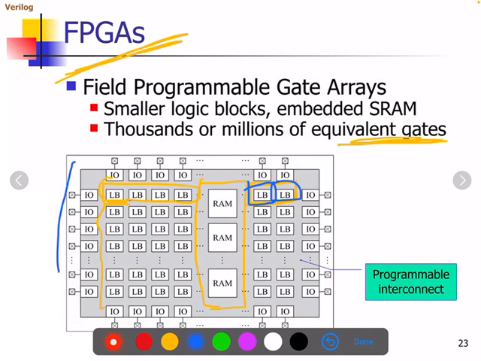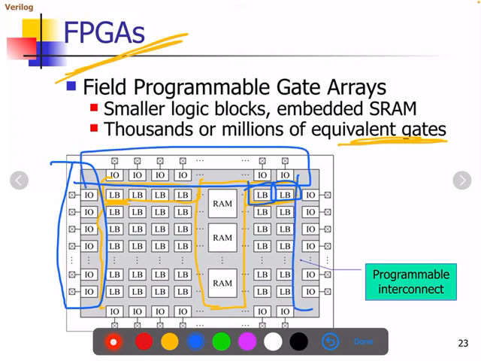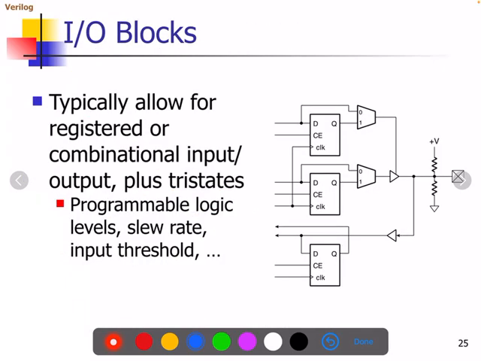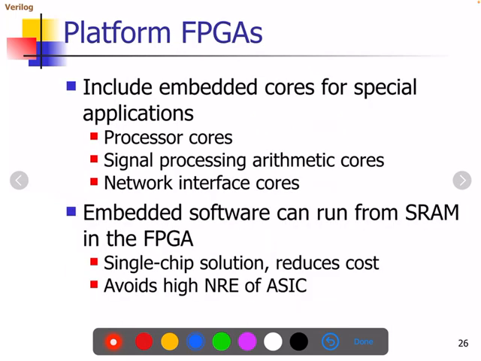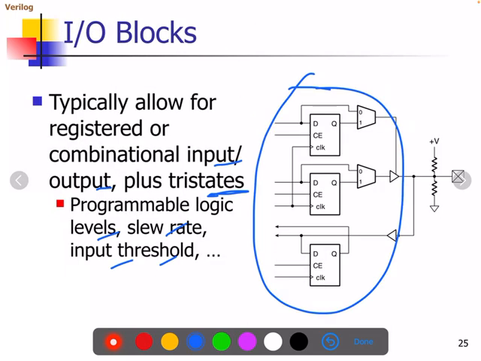The board has IO devices at the end. The IO ports provide the possibility to connect devices for interfacing. The IO block contains a registered or combinational input or output, plus tri-state devices connected there. Programmable logic levels, slew rate, and input threshold are some of the parameters that come into the picture while designing these IO blocks. Okay, so that is about the different types of programmable logic devices.